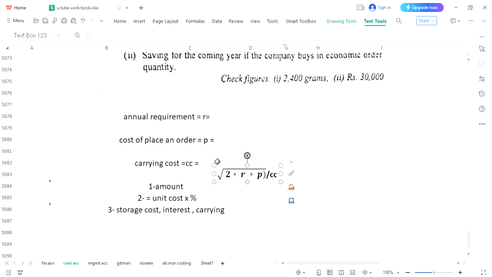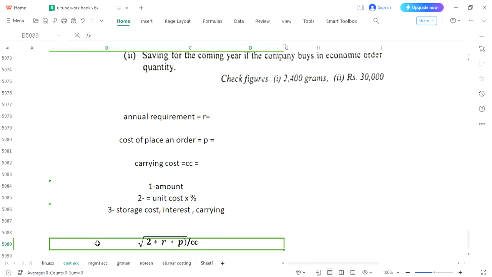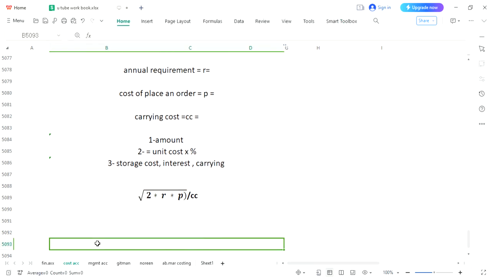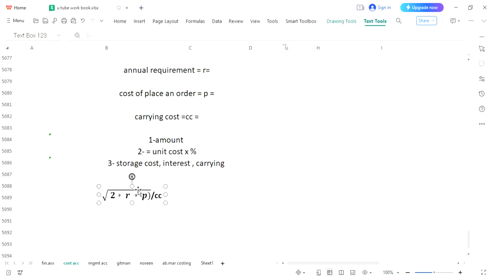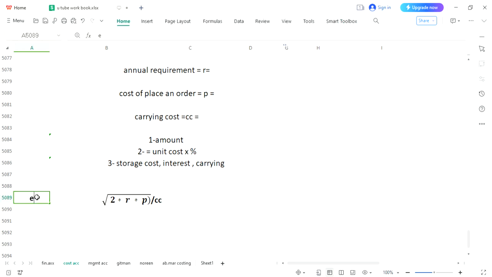This formula may look like a mathematical formula, but actually it's management accounting, and we have already calculated economic order quantity several times. Right now we will be looking for the inputs, and then we will finally be putting these inputs in this formula. So first we will see annual requirement, economic order quantity.